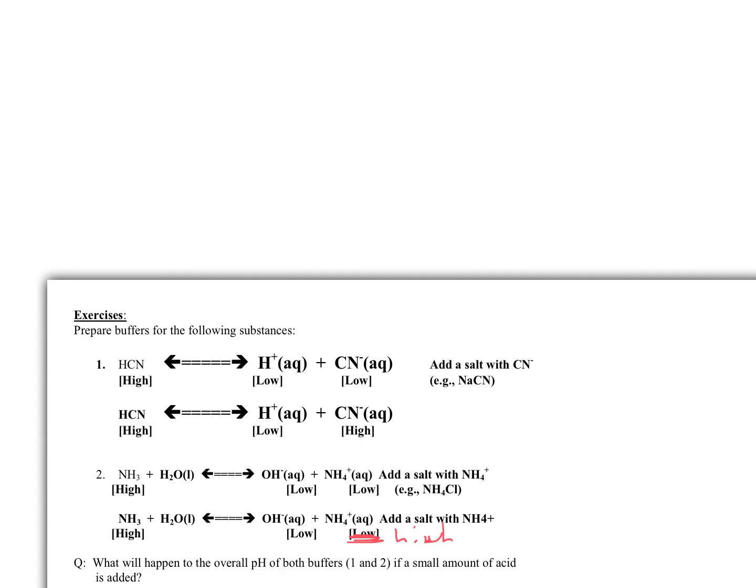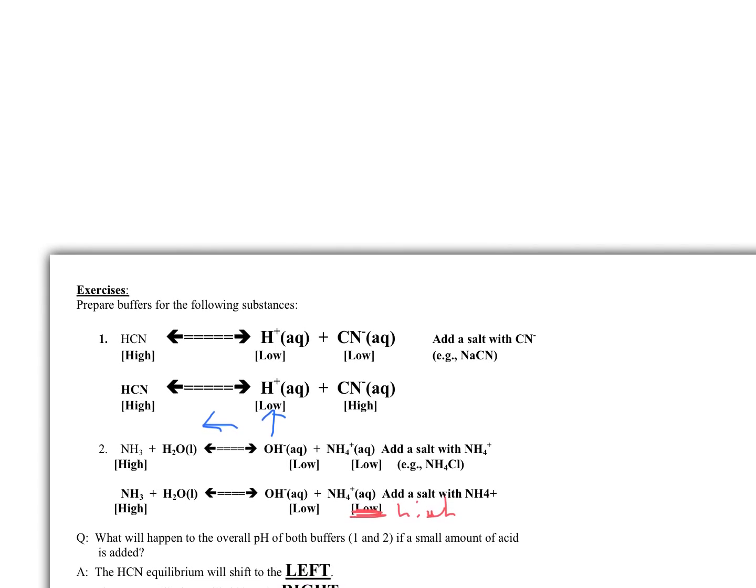So given these two buffers, we have a couple questions. First, what will happen to the overall pH of both buffers, both this one and this one, if we added a small amount of acid? Well, in this first case, adding an acid would be adding hydrogen ions. The acid will obviously dissociate to produce some hydrogen ions, and therefore we're increasing the concentration of hydrogen ions.